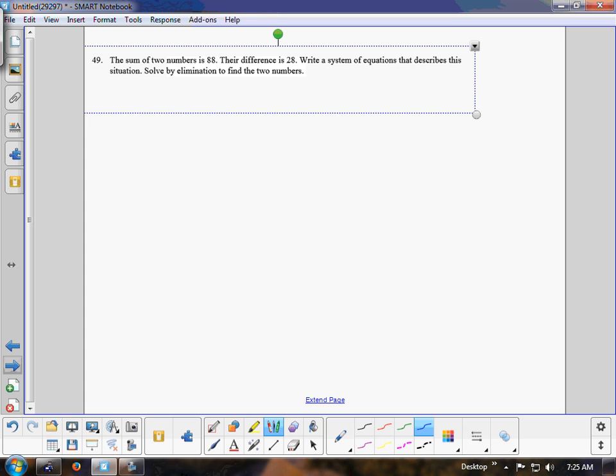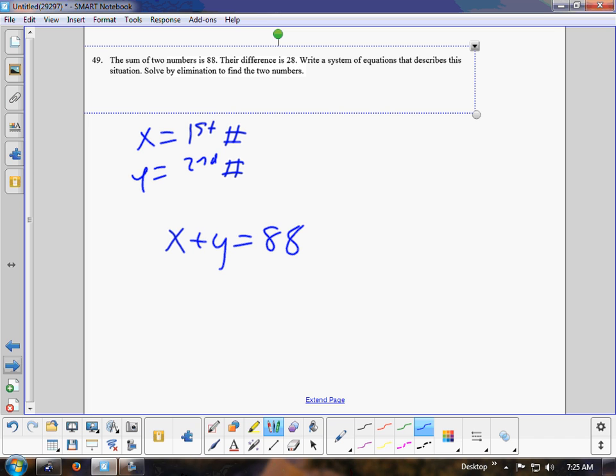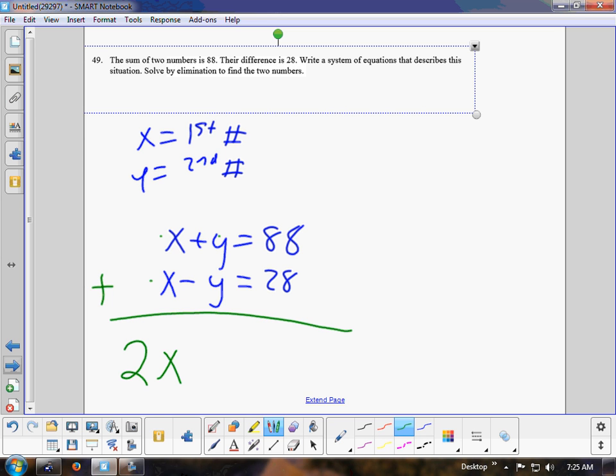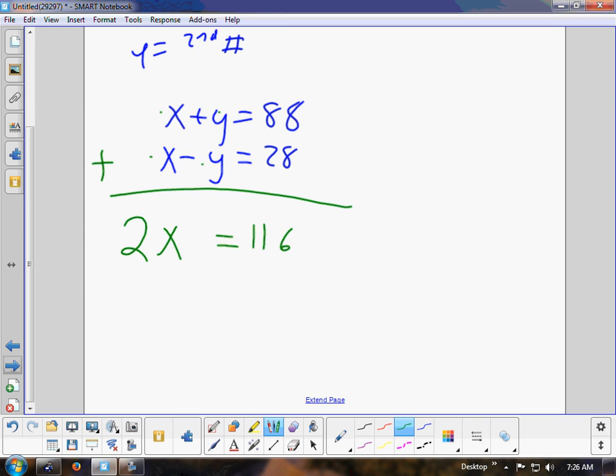The sum of two numbers is 88. Well, x is the first number. y is the second number. The sum, x plus y, is 88. The difference is 28. We have to solve this. You can solve it by elimination by just adding these together. x plus x is 2x. y plus negative y is 0. And that's going to equal 116, right? 116. Okay, we still have to find out what x is by dividing by 2.